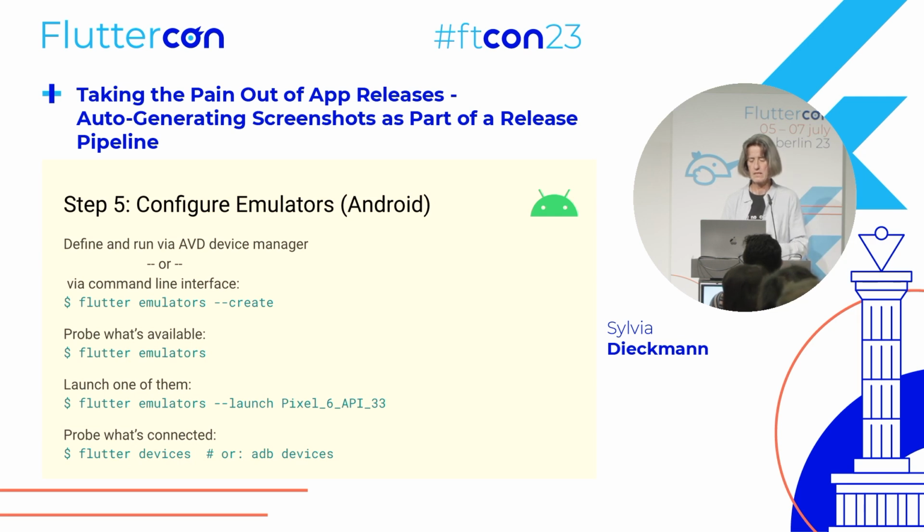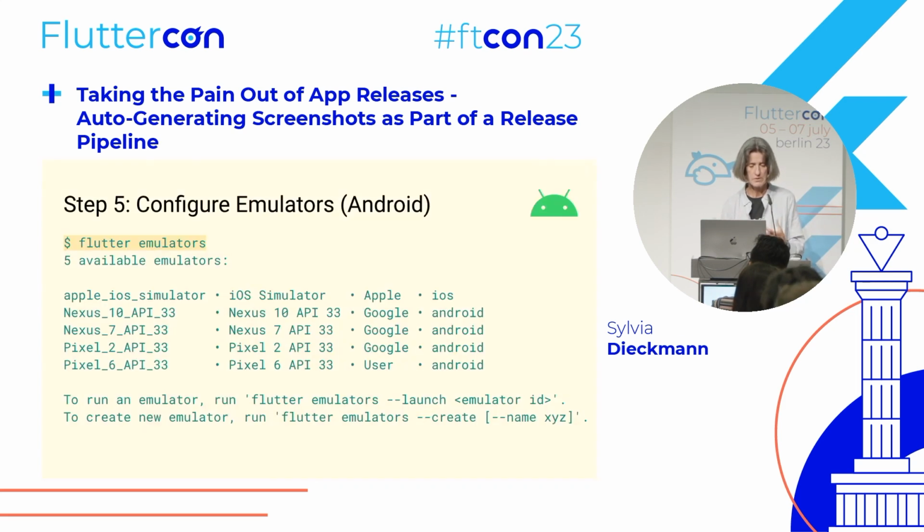What we have here is most people, when they start playing with an emulator, use the Android Device Manager to set it up. That's all good, but you can also do it from the command line. Each emulator you set up, you can give it certain properties. You can define the screen size or the orientation or whatever you want. There are certain prepackaged configurations already, and you can create your own. You can probe what's there. You can launch one at a time from the command line. You can see what you have launched, what's currently running.